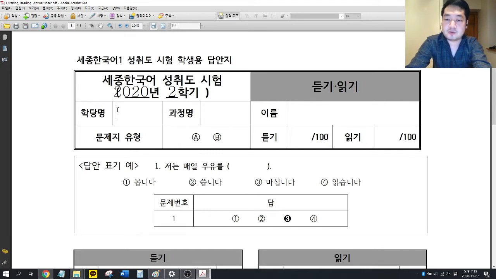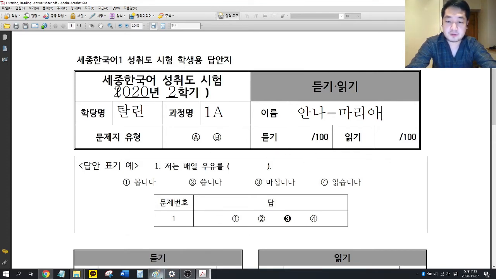And then you should write Tallinn here. Tallinn. And this is course. So you should write 1A. And then you should write your name in Estonian or in Korean. Both are okay. Write your name. So don't write my name. Don't write your name. For example, Anna Maria. Like this. Write your name.